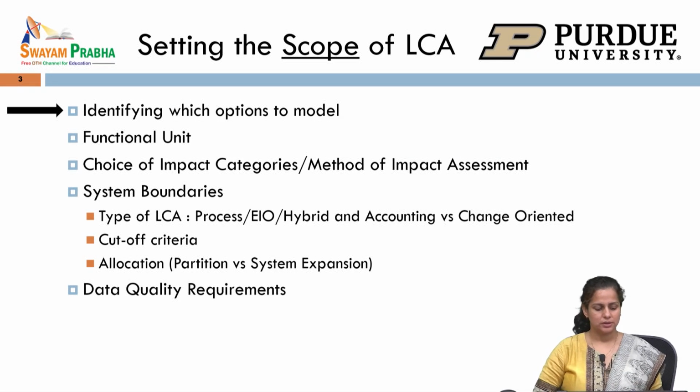Here are the things that we do in the scoping of an LCA. We start with identifying options to model, functional unit selection, choice of impact categories or method of impact assessment, system boundaries, and then the data quality requirements. So, we will go through each of these steps that is done during the scoping phase of a well done life cycle assessment.